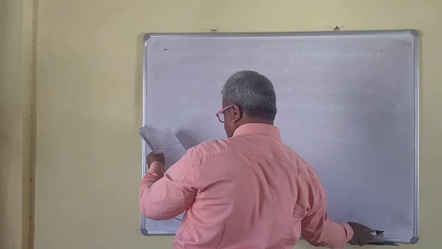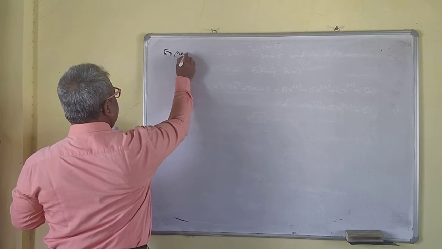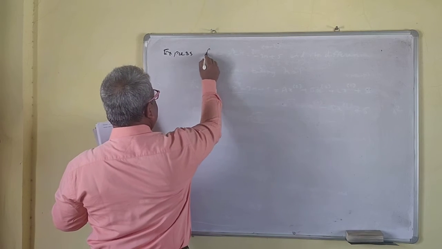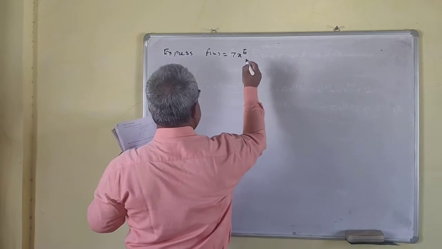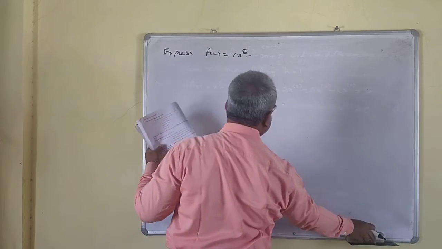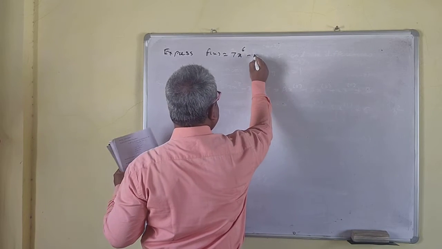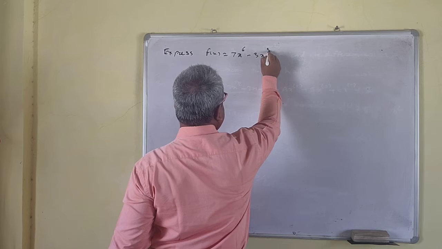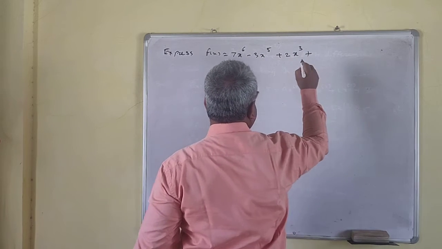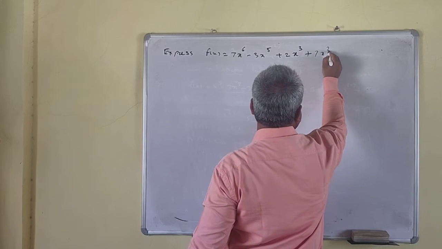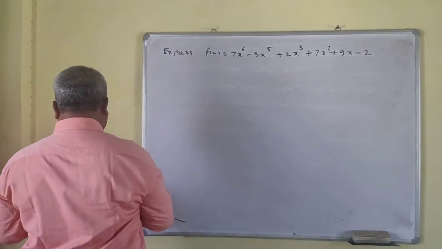We'll take a difficult problem for this. Okay. So express f of x is equal to 7x to the power 6. Take care. Okay. 7x to the power 6 minus 3x to the power 5 plus 2x to the power 3 plus 7x square plus 9x minus 2. Okay. Minus 2.